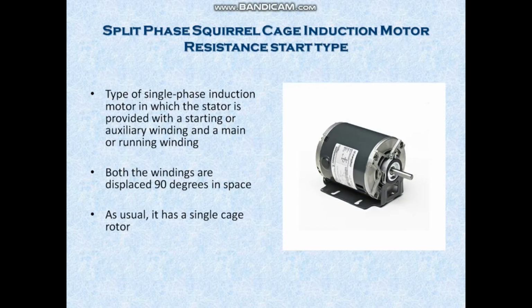Split-phase squirrel cage induction motor, resistance start type. It's a type of single-phase induction motor in which the stator is provided with a starting or auxiliary winding and a main or running winding. Both the windings are displaced 90 degrees in space. As usual, it has a single cage rotor.